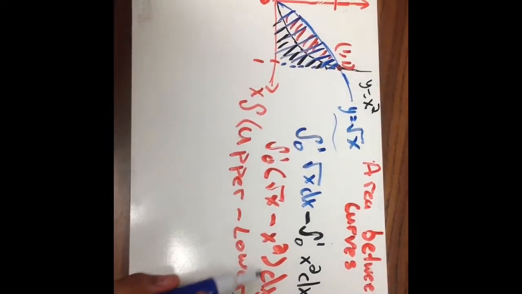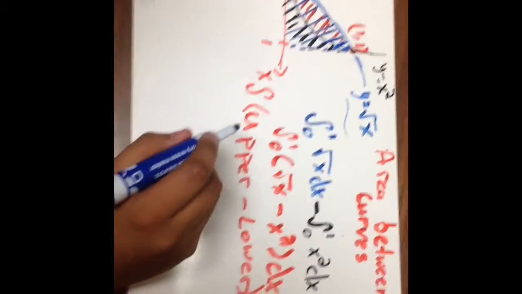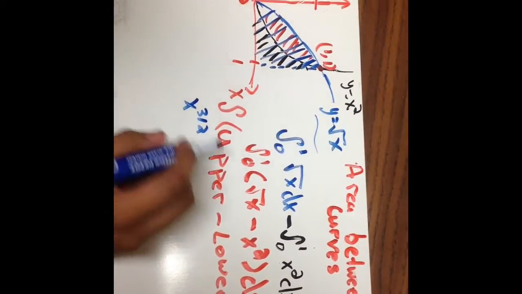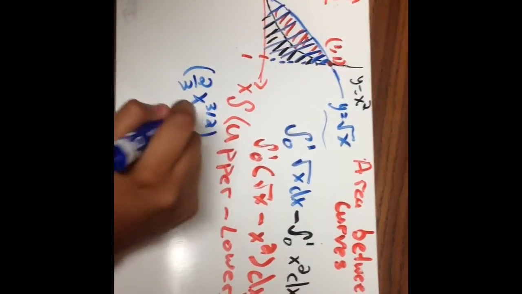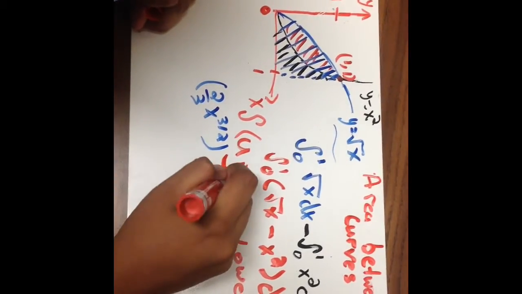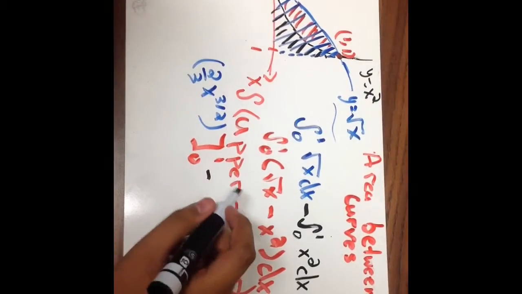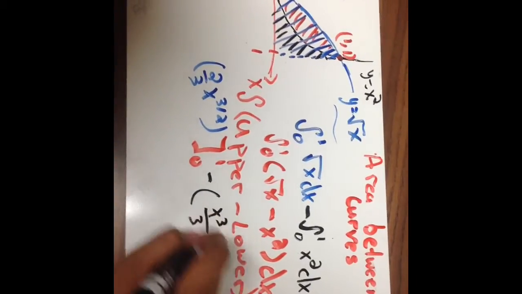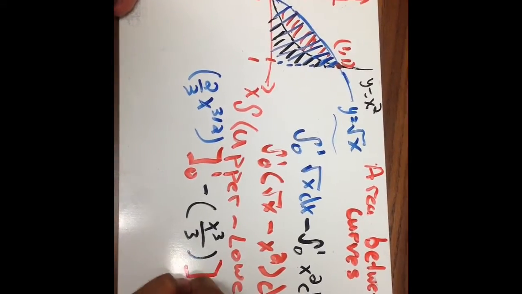So to evaluate it, we have to do the antiderivatives. And the antiderivative for the square root of x would be x to the 3/2 over 3/2, which would be the same thing as multiplying by 2/3, evaluated from 0 to 1. Minus the antiderivative of x squared, which would be x cubed over 3, evaluated from 0 to 1.